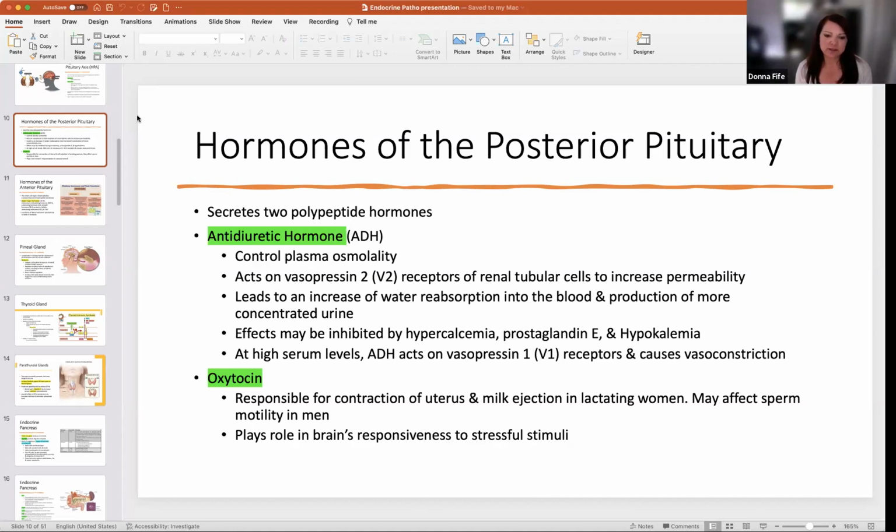We have oxytocin, which is responsible for contraction of the uterus and milk ejection in lactating women. It may also affect sperm motility in men. It plays a role in the brain's responsiveness to stressful stimuli.